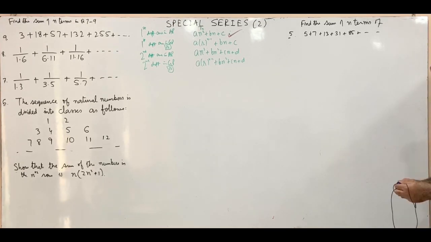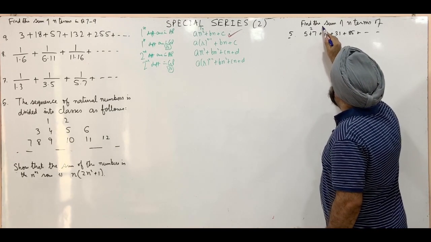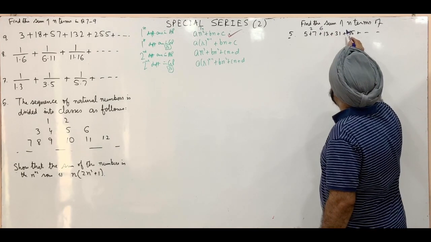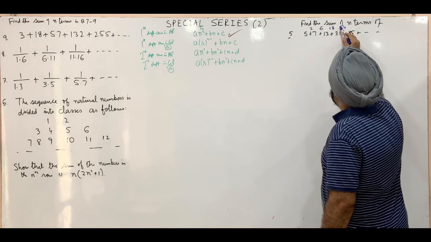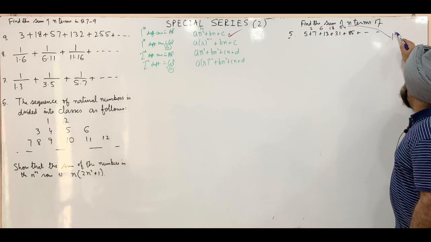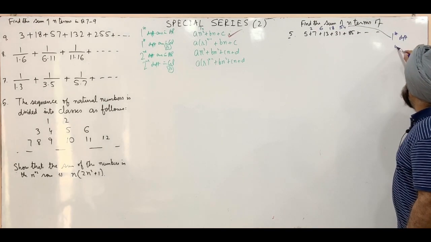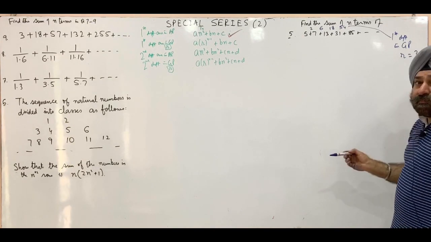Difference of 5 and 7 is 2. Difference of 13 and 7 is 6. Next we have 18, then it's 54. So we can see 2, 6, 18, 54. These are first differences and these are in GP with common ratio of 3.